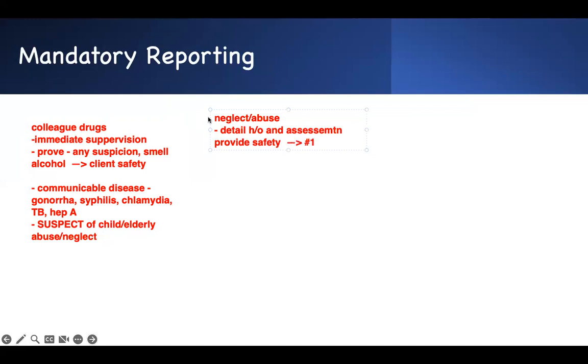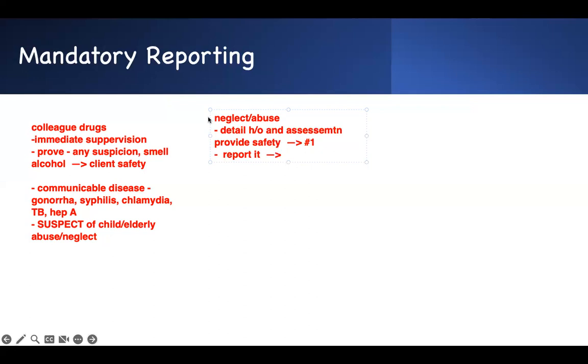On the test, if they ask you, you will never go wrong if you move the individual away from the person who's being abusive or neglectful. Yeah, you just have to move them away. Safety, protect them from harm, separate them, call security or something like that. You don't need to prove it, like I said. After you see it, document it. After you document and you provide safety, you report it.